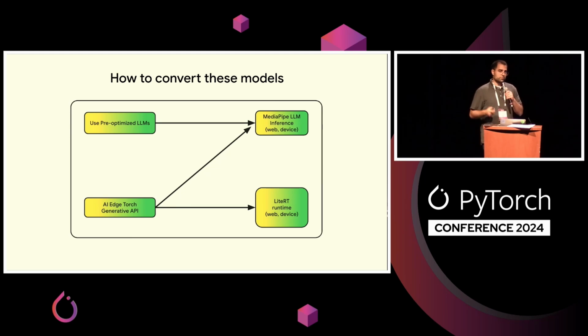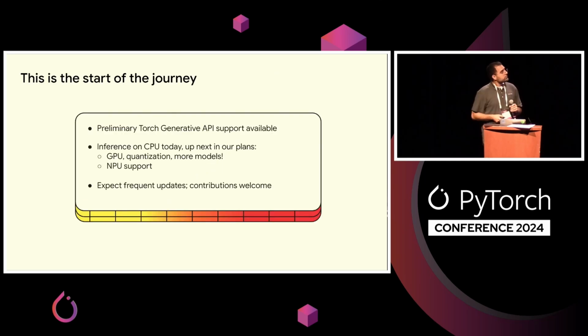Wonderful. And so, in summary, you can use our pre-optimized models and run them right with LLM Inference API. You can roll your own models fully custom with the Torch Generative API. Once you have that, you have a LiteRT model. You can either use our high-level API, rolling that with LLM Inference API, or you can use our lower-level LiteRT runtime if you want more flexibility. Today, the Torch Generative API supports CPU acceleration. Expect GPU and NPU acceleration coming very soon.